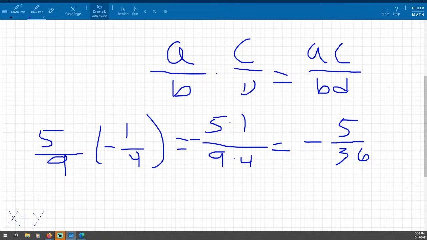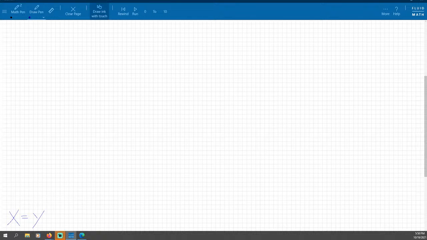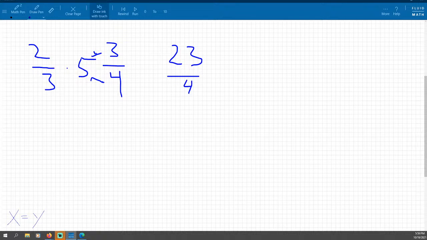Now, what happens if you get something like this? If you have 2/3 times 5 and 3/4. Well, let's just make this an improper fraction first. To make this an improper fraction, we multiply the 5 and the 4, add the 3. So 4 times 5 is 20 plus 3 is 23. So it now becomes 23 over 4.